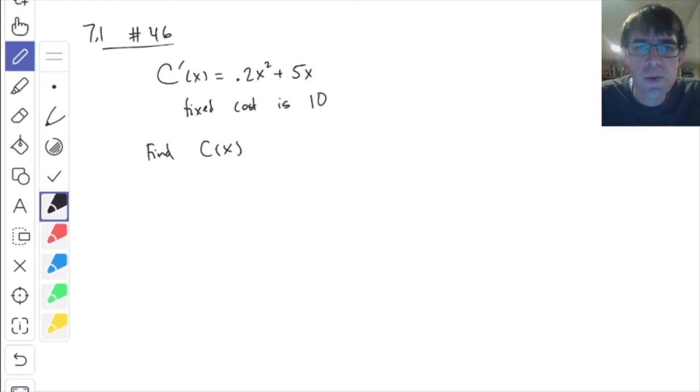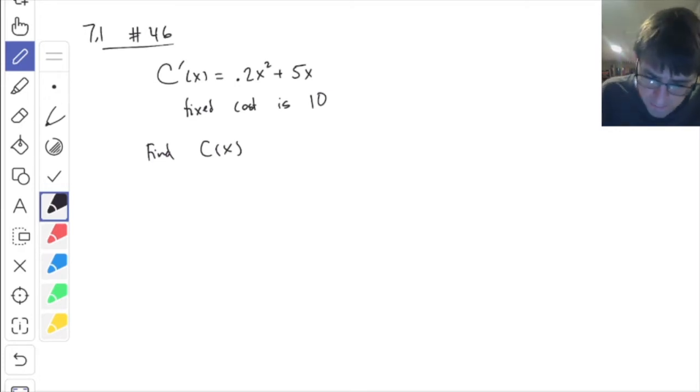So in this problem, we are given the derivative c prime, and our job is to figure out what the original function, c, is. All right. Of course, what we're doing is the antiderivative, right? If somebody tells you the derivative and you're asked to find the original function, what you do is find the antiderivative.